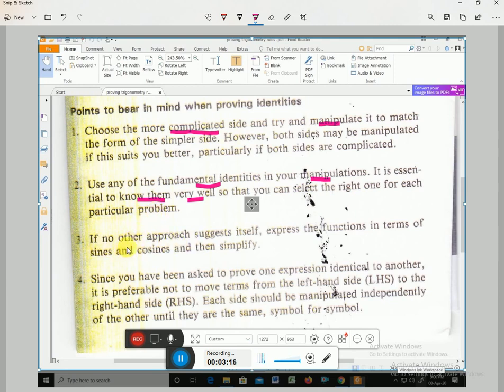If you can't suggest any approach, express the function in terms of sine and cos. Well, in my classes, normally I said, first of all, change everything into sine and cos.